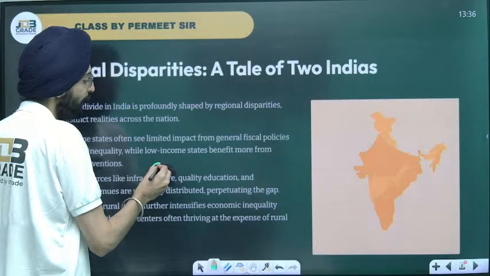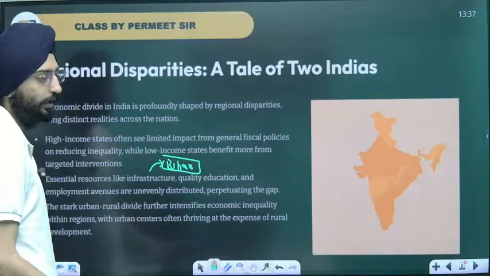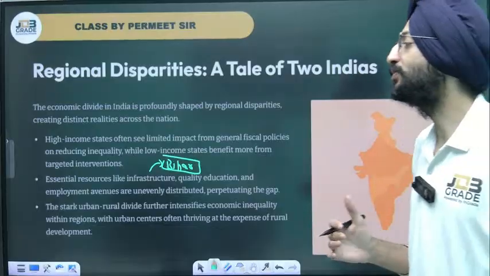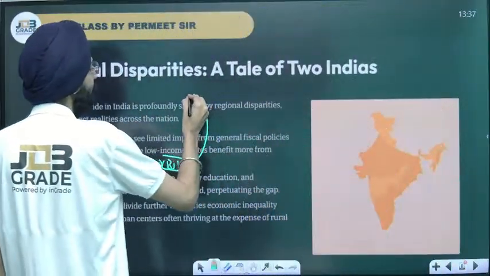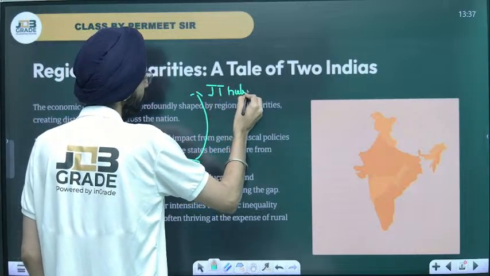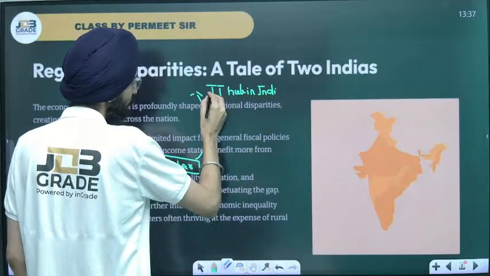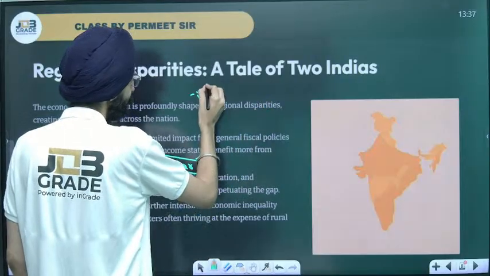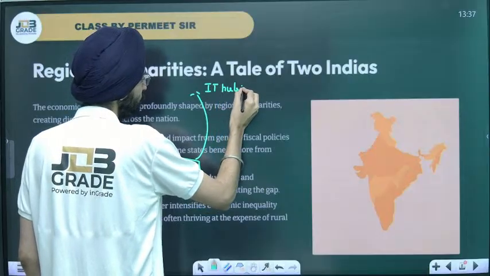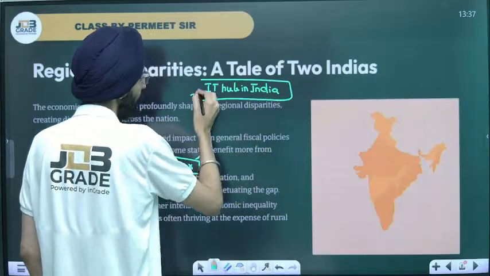So, in Bihar, there is no manufacturing. There are no industries. As a result, there has been a higher unemployment rate as compared to Karnataka, because there is Bangalore. The capital city is Bangalore, and it is known as the IT hub of India. Bangalore is considered for that.